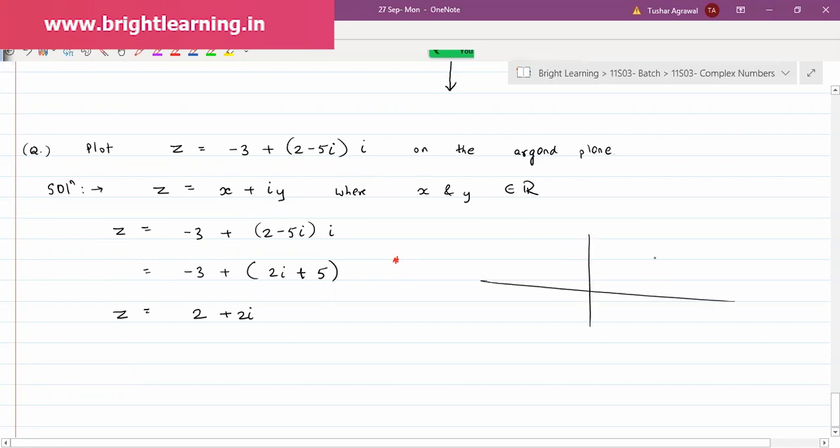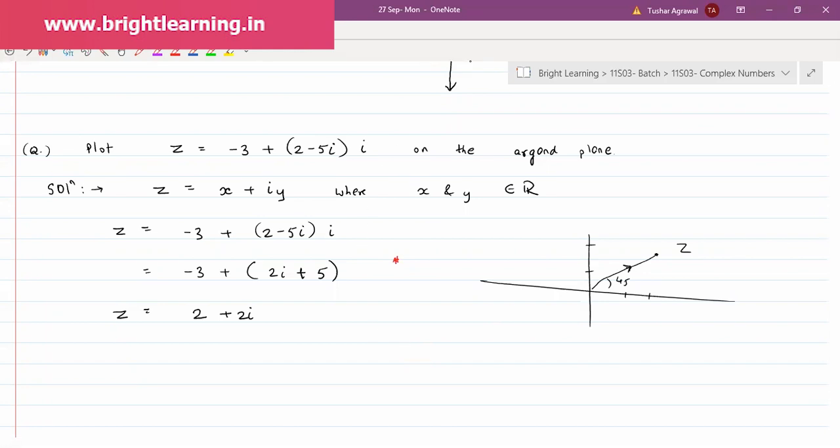2 plus 2i, nothing difficult now. This is my xy plane. 2 plus 2i will be over here. This will be my z, and this angle will be 45 degrees. 1, 2, 1, 2. Clear, everyone? The principal argument of this complex number will be 45. Yes or no? Students, please reply yes or no. Yes, sir.